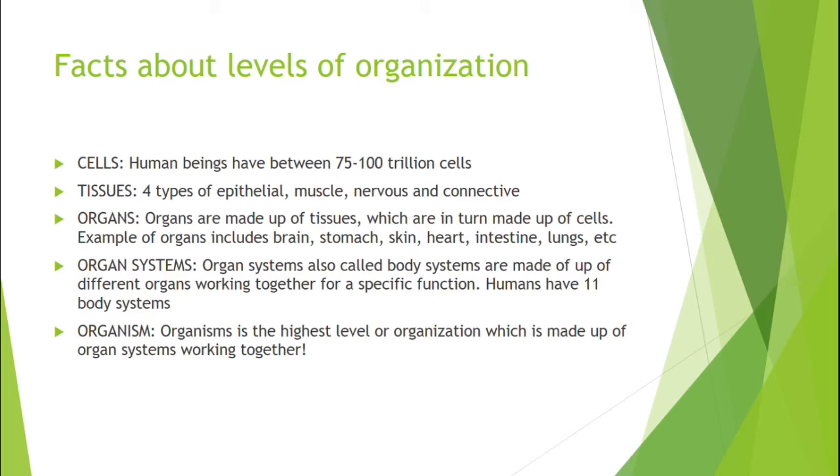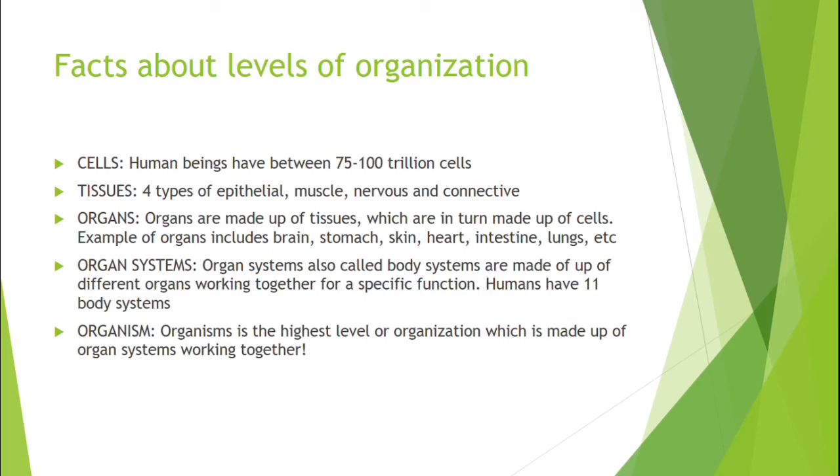Cells are the basic unit of structure and function, and human beings have between 75 to 100 trillion cells. The tissues, which are made up of cells, can be 4 types: epithelial, muscle, nervous, and connective. The organs, which are made up of tissues performing a similar function, include brain, stomach, skin, heart, intestine, lungs, and so on. Organ systems, also called the body systems, are made up of organs working together.